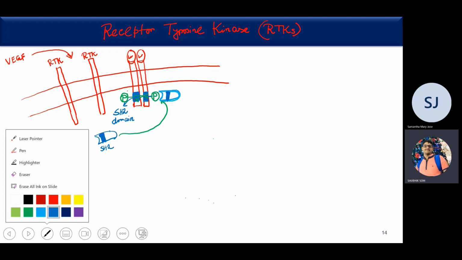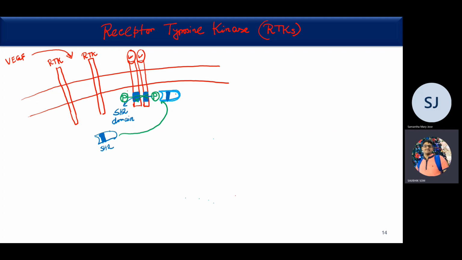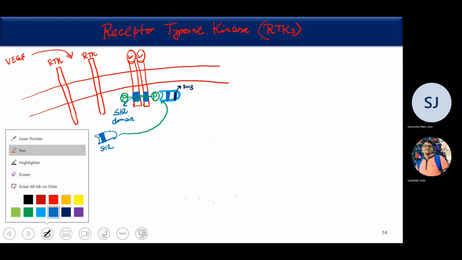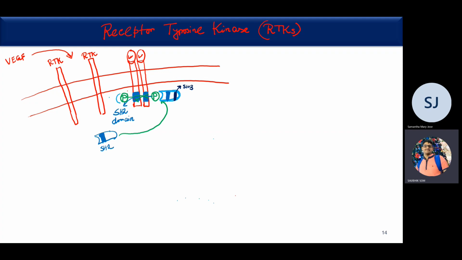Now these proteins, they are generally multi-domain proteins. So this SH2 protein also will have SH3 domains. Now, this SH3 domain, some other proteins can also bind here, which also have SH2 domains. Okay. Now, this SH2 domain containing protein binds here. One such example of a protein is GRB2.